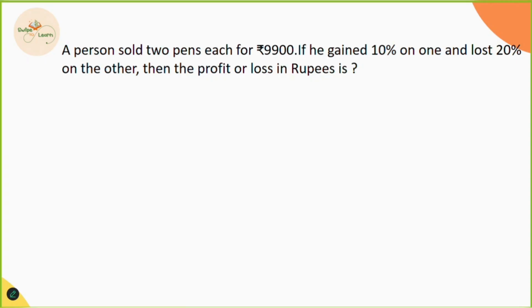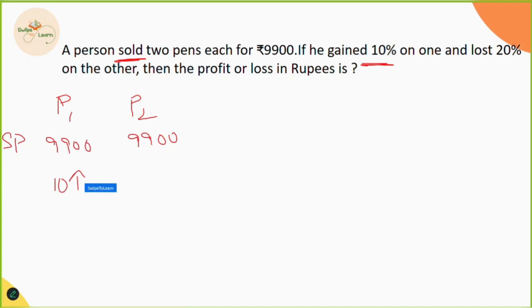Initially, there are 2 pens, P1 and P2. Each was sold at a selling price of 9,900 rupees. On pen 1, he gained 10% profit. We don't know the CP in amount, but we know that we have a 10% gain. So how can we calculate CP using the formula?